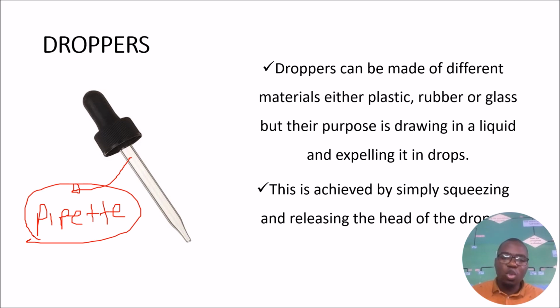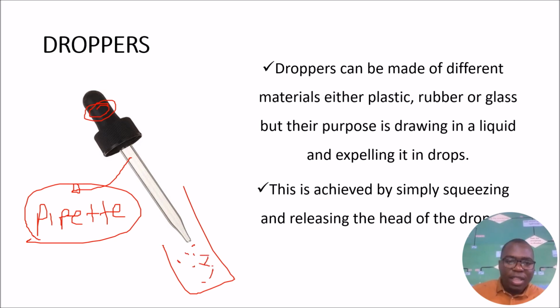You squeeze here, this side is rubber. When you insert this into the liquid, you put it into the liquid, and then you squeeze here. Once you release, the liquid is going to go in, and then you carry it to where you are going. If you want to be putting it drop by drop, you squeeze it once, it drops once. That's how it works. So here is where the secret is. When you insert it into the liquid you want to get, you squeeze it, you release it, the liquid goes in. Then when you want to drop, you just squeeze it once, the drop comes out.